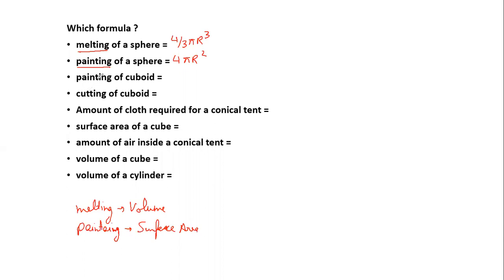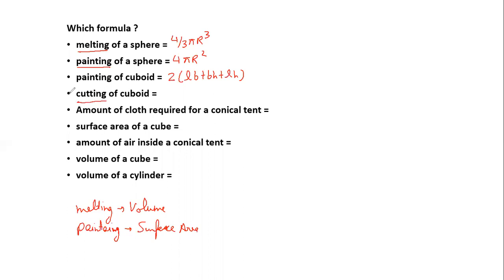Similarly, painting of a cuboid means surface area of a cuboid. So if you want to paint your room, your room has 6 faces. I want to add every face: 2 faces with length into breadth, plus 2 faces with breadth into height, and 2 faces with length into height. So twice into LB plus BH plus LH. That means I paint all the 6 faces, adding the area of all the 6 faces. I'll get the surface area of the room, or surface area of the cuboid.